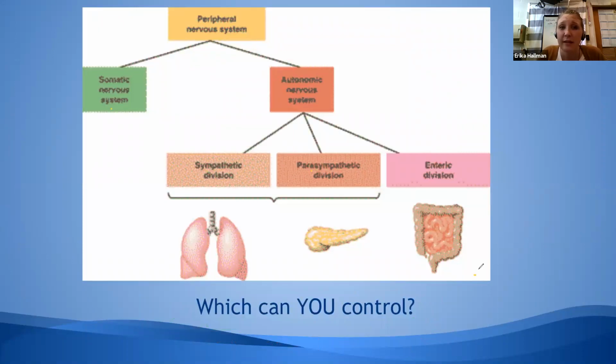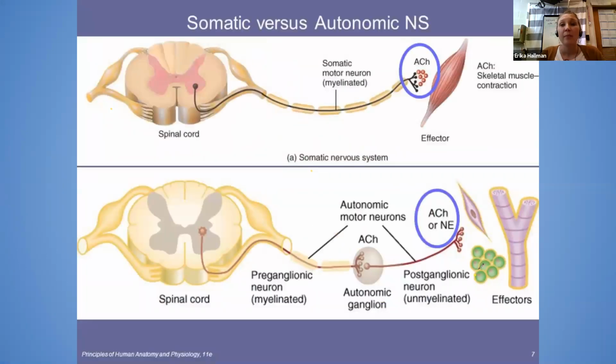This is just another example of how you can divide that autonomic nervous system. We subdivide also the enteric division to include your intestines. All right, so part 2 of this screencast is now over.